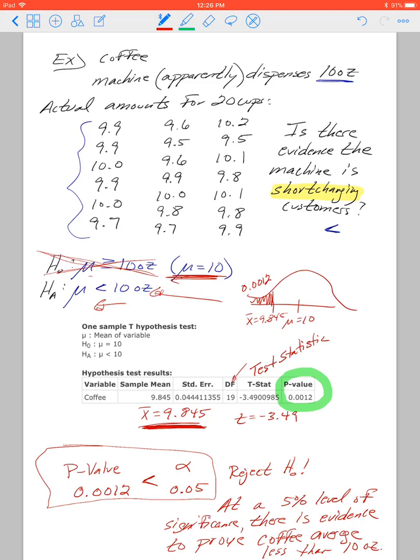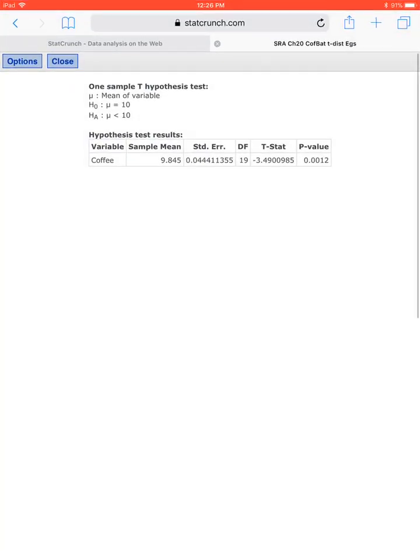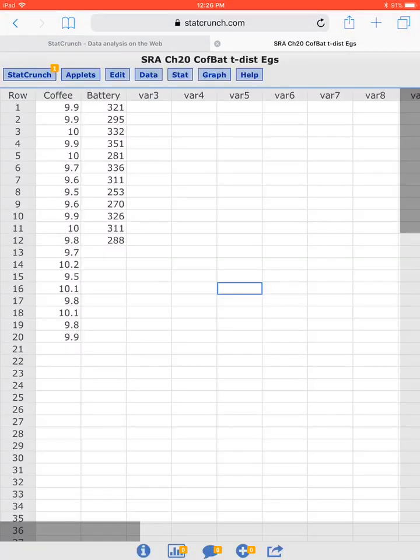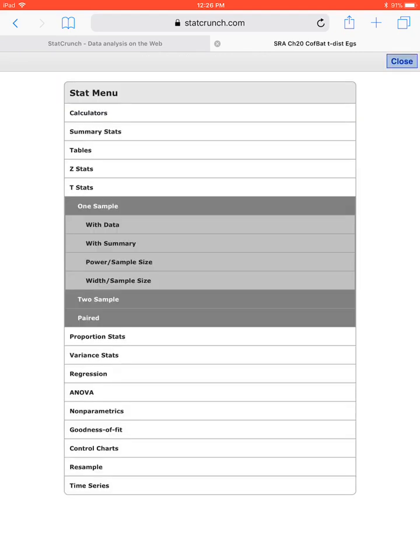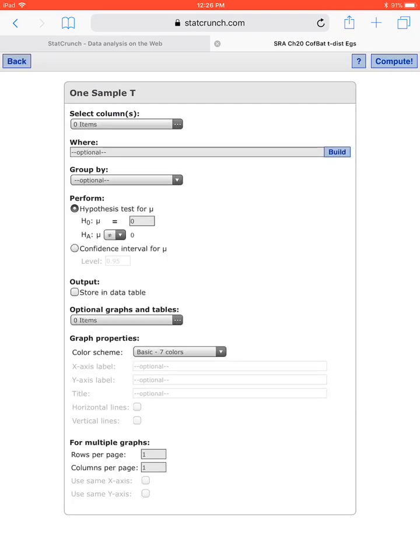Now, if you're dying to see a confidence interval on this, it takes only a few more seconds. Let's go do that. We know from before that we always will get the same answer. I mean, I guess if you change your significance and it's right on the edge, it might be different, but generally it's going to match. So stat, still t-stat, still one sample, still with data. Everything is in coffee. And this time I'll choose confidence interval.